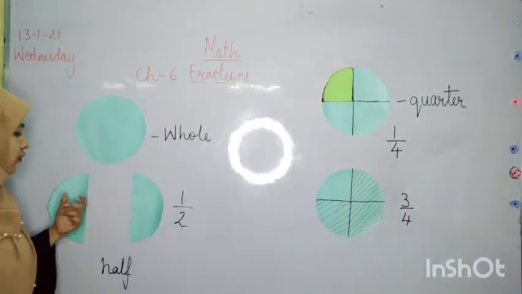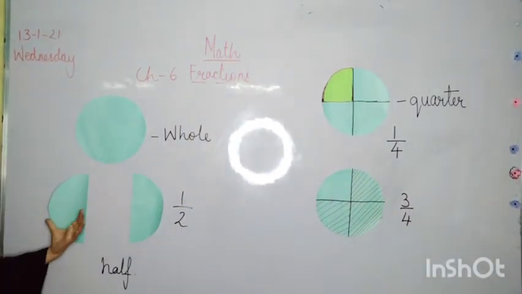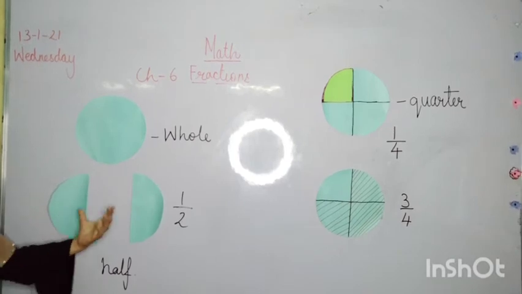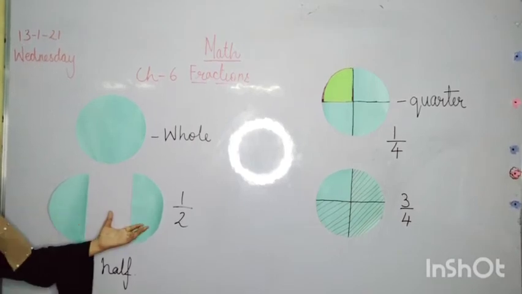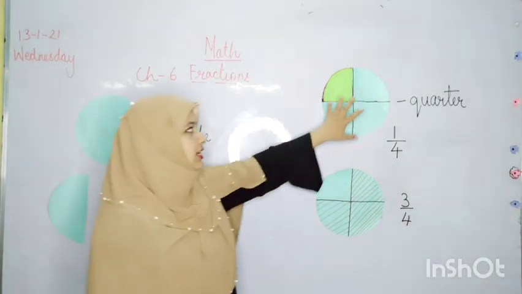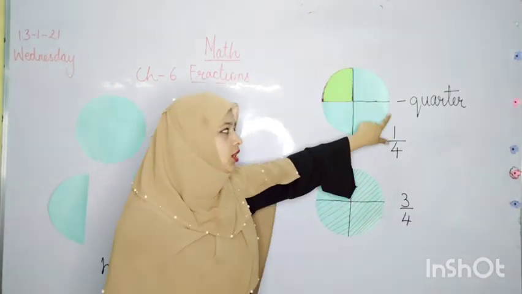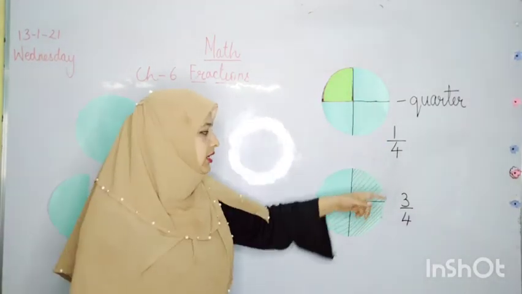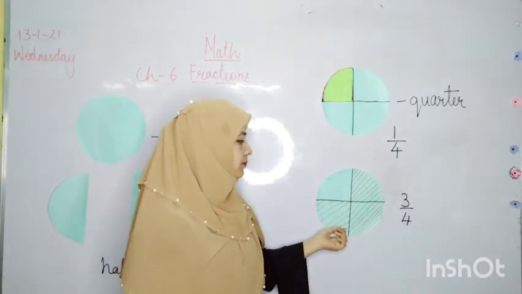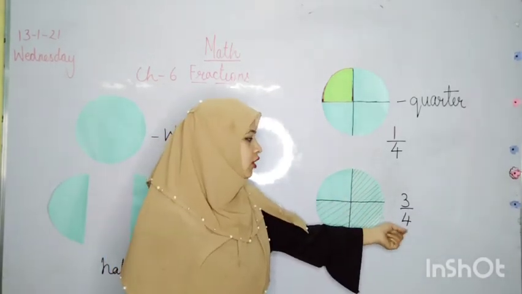Now you all know for half we take 2 equal parts. When it is divided into 2 equal parts, we call it half. When we take one part of the circle, it is called 1/4. When we take 3 parts from one whole circle, it is called 3/4.